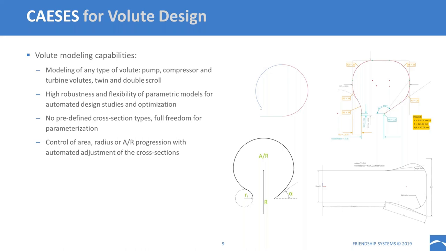And typically, for example, these cross-sections are controlled with their cross-sectional area, or the centroid radius of that area, or the A over R ratio, so the area to centroid radius ratio. And we can build these parameters into the cross-section parametrization so that they are automatically adjusted to fulfill the required value.